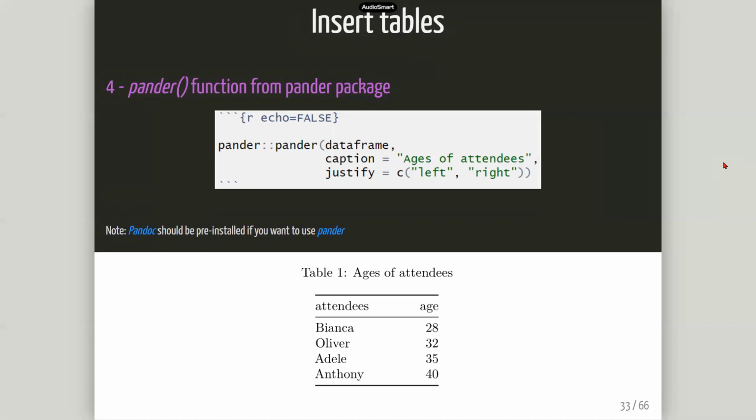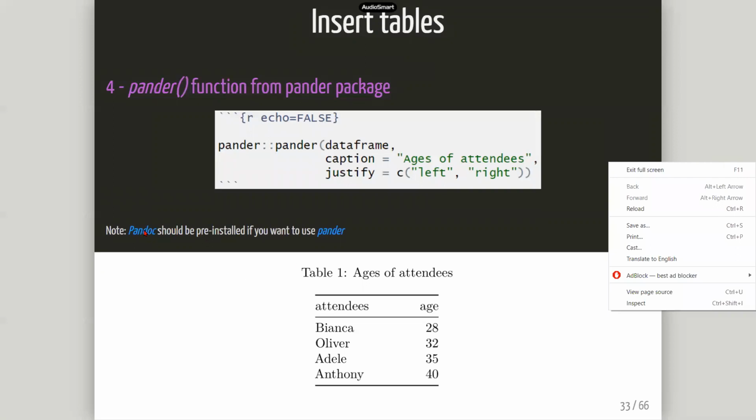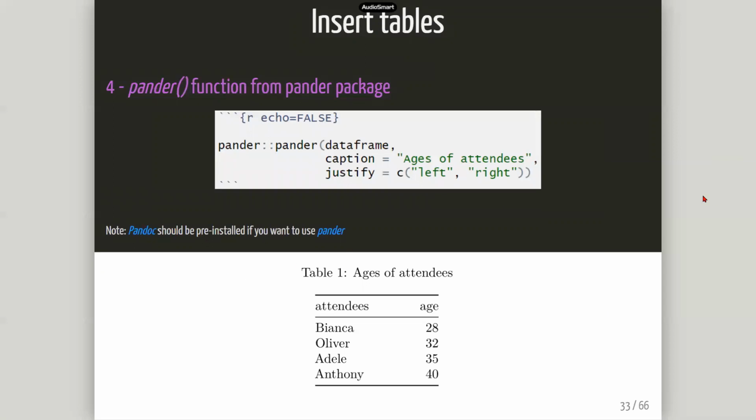And then another way of inserting tables, which is also one of the things I use a lot, is the pander function from the pander package. So make sure that you install this package first. Once again, you have your data frame, your caption, and in this case, you have the argument called justify, and you can specify how you want to align your text. Please note that pandoc should be pre-installed if you want to use pander. I have a look. No, these are not hyperlinked, so you would need to install the pandoc program.